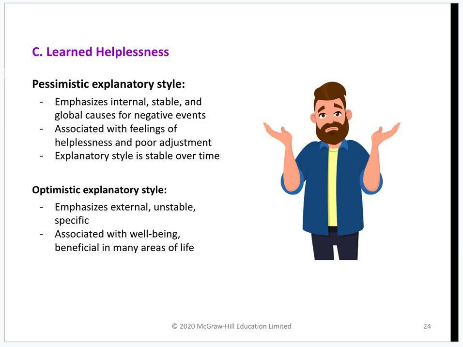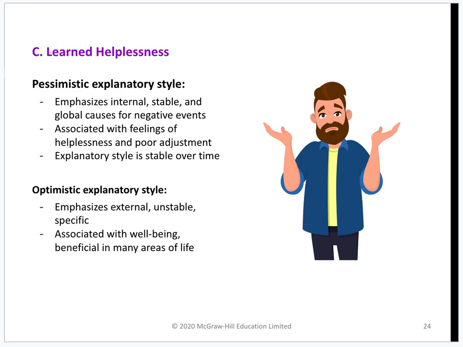This is associated with feelings of helplessness and poor judgment, and it's stable over time. Okay, so I did this, it happens all the time, and it happens everywhere. Whereas optimistic, a more positive view, is: okay, so what happened? It was out of my control. It doesn't happen very often, and it's only in this situation. It makes it more controllable, right? And this is associated with well-being and is beneficial in many areas of life.